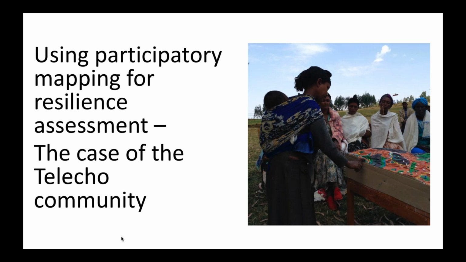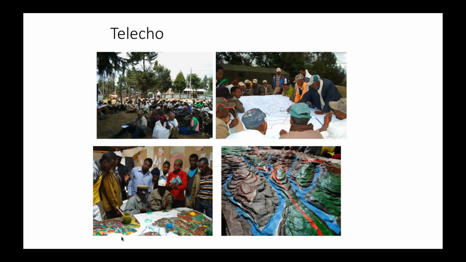Ethiopia is divided into 9 regions and 2 satellite cities. One of these 9 regions is called Oromia, and one of the zones in Oromia is called Welmara, and the Telecho Belay is located in the Welmara. It's very near to the capital city of Ethiopia, Addis Ababa, for those of you who know Ethiopia.